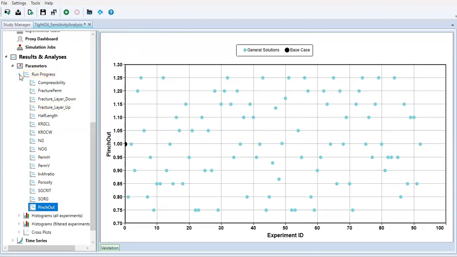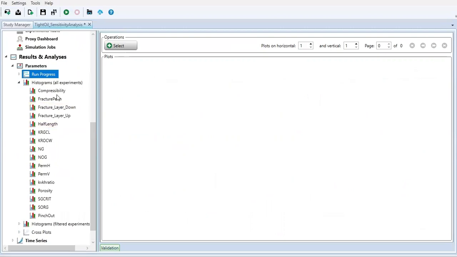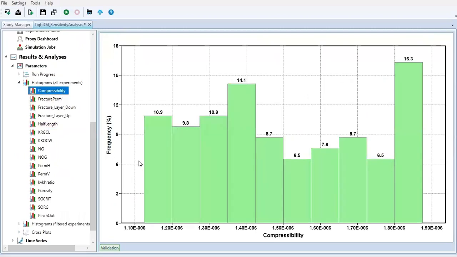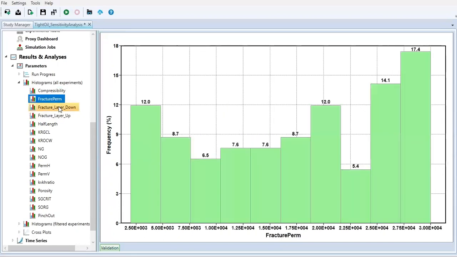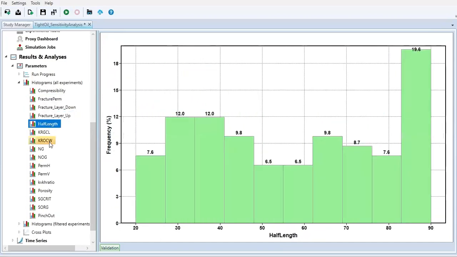And we go to the next section. I will close this one and then let's open the histogram. Okay, the frequency now: the horizontal axis is for each parameter, and the vertical axis is the frequency. For the compressibility, fracture permeability, layer down, layer up, half length, and so on and so forth.